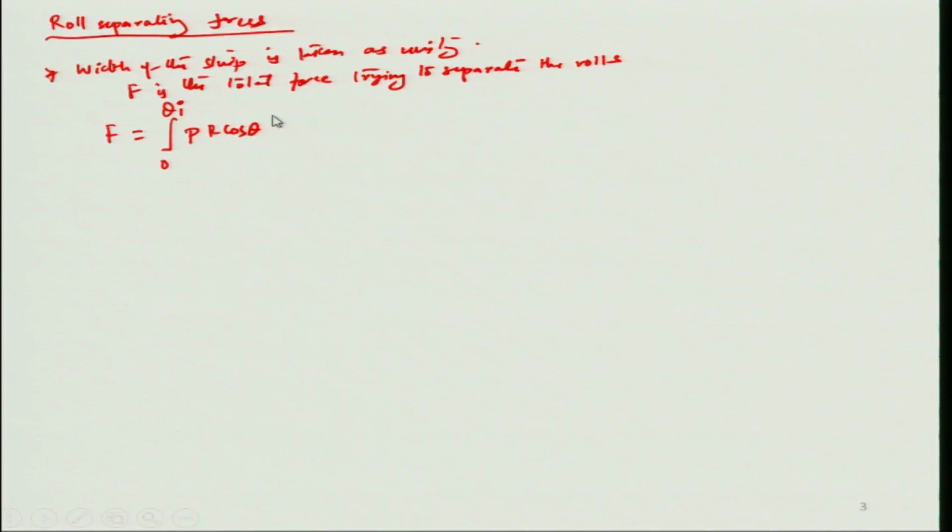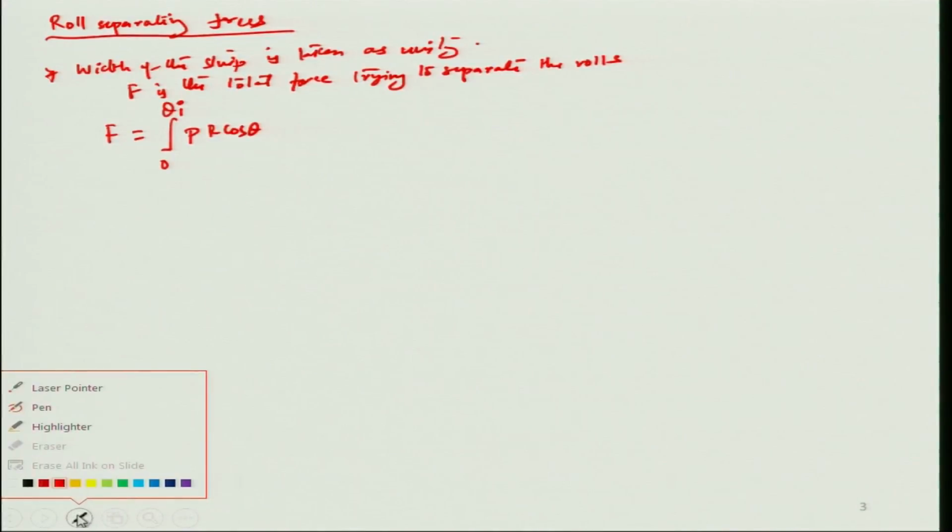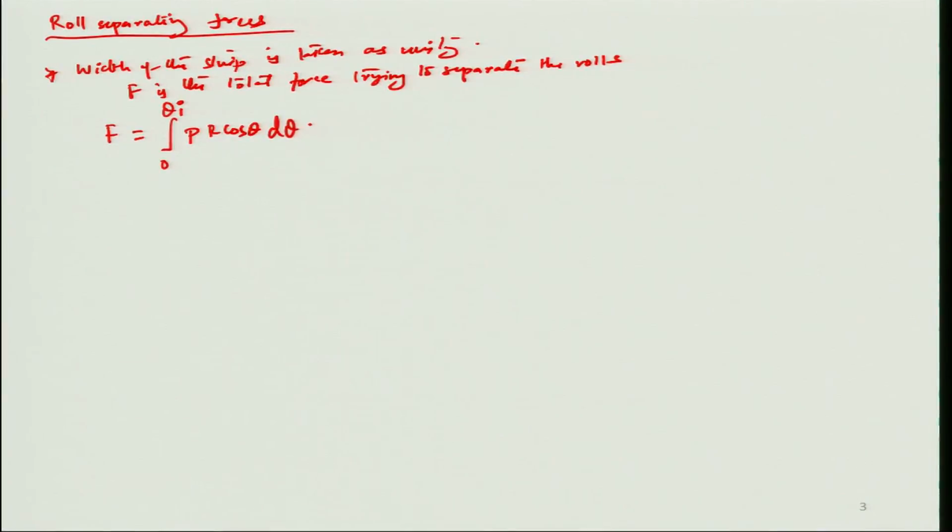Now, if you have this as the vertical force trying to separate the rolls because of the insertion of the sheet metal, and if we again assume the theta value to be small, then cos theta converges to 1. We are left with approximately the expression integral 0 to theta I of pressure P times r d theta equal to this force F.